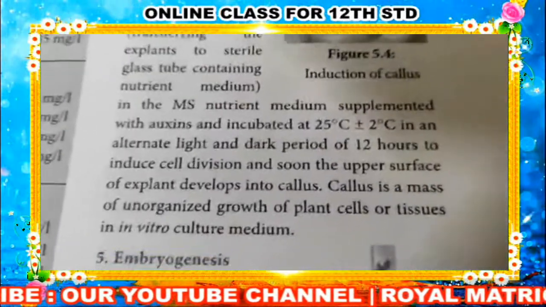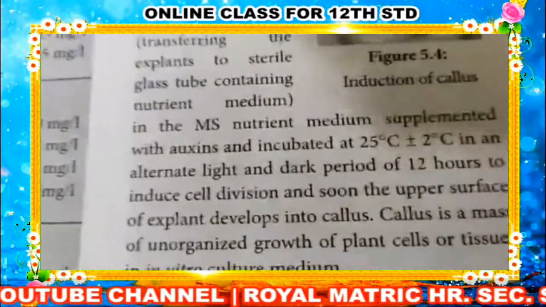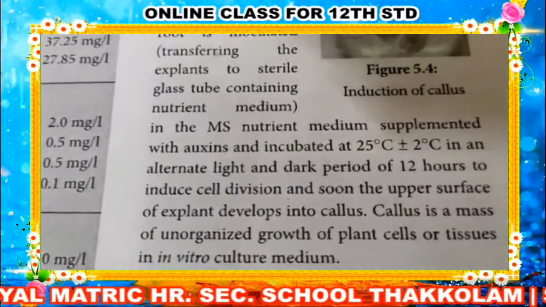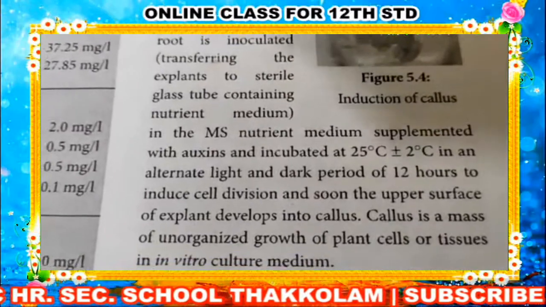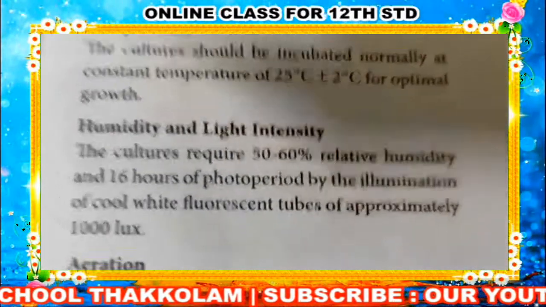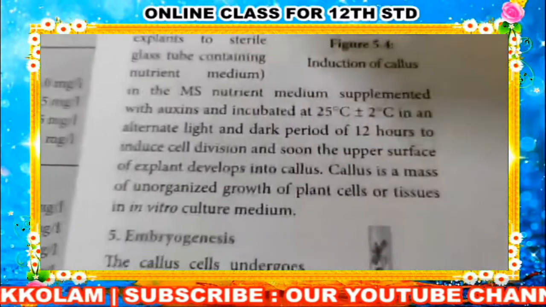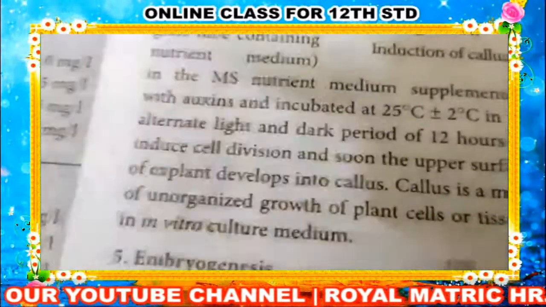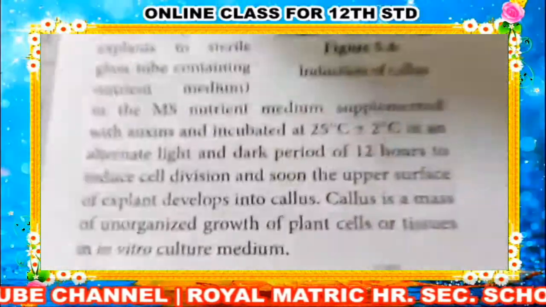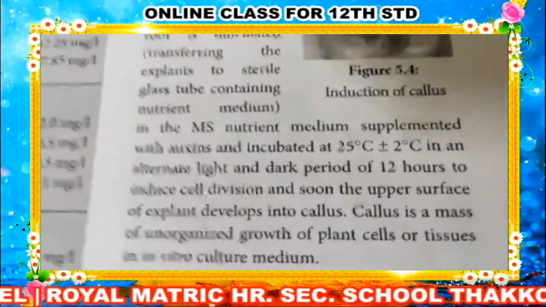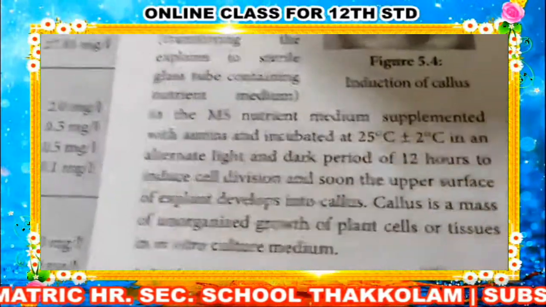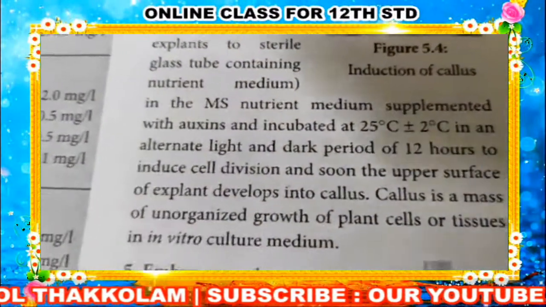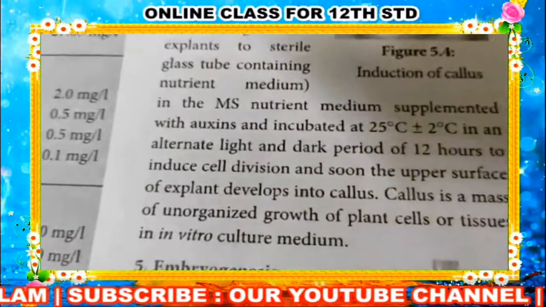The medium, as I told you, is the MS medium, which contains several nutrients. Agar-agar, from seaweed, is the main component, and then the auxins, and it is incubated. We have shown the incubation conditions here itself: a temperature of 25 degrees centigrade plus or minus 2 in alternate light and dark. What do you mean by that? For some time it is kept in the light and then taken out and kept in the dark for 12 hours to induce cell division. This is done to increase cell division, and soon the upper surface of the explant develops into callus. The tissue is covering itself and forms a callus.